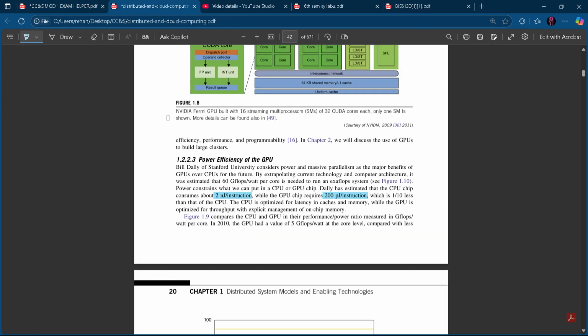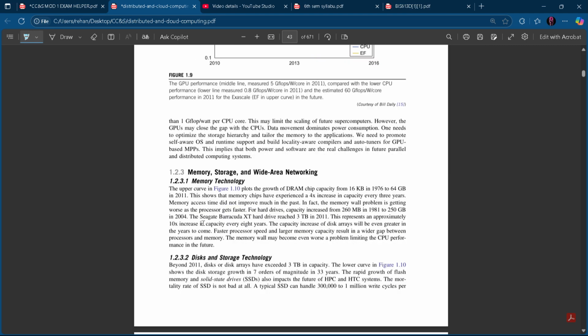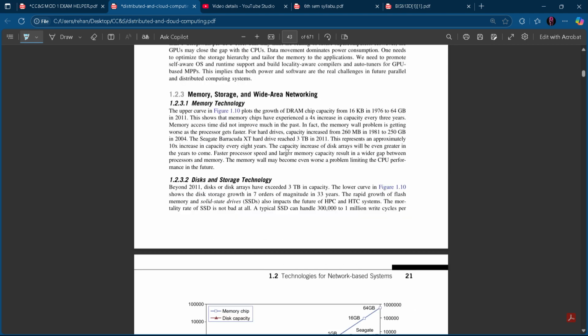Then we have to move to 1.2.3, that is network memory management. See, memory, storage and wide area networking. You have memory technology, disk and storage technology.